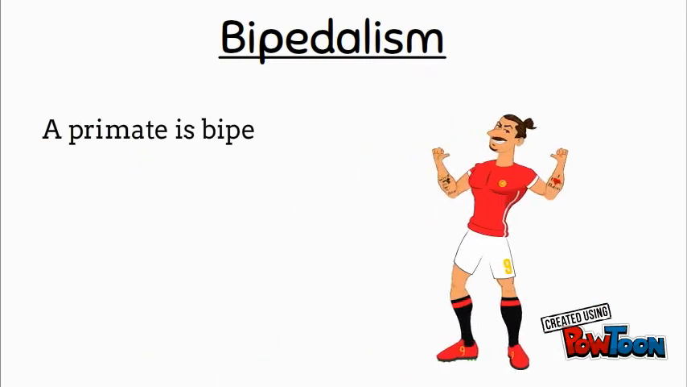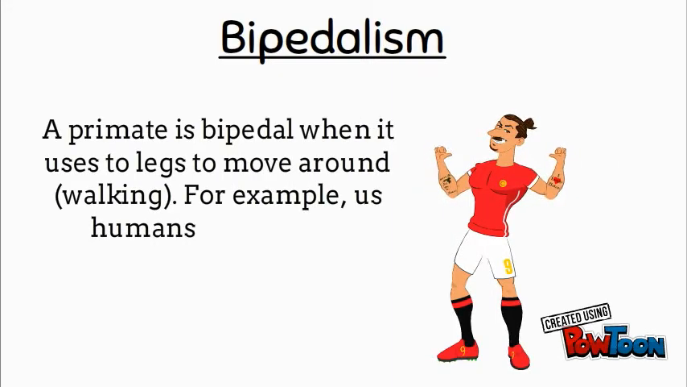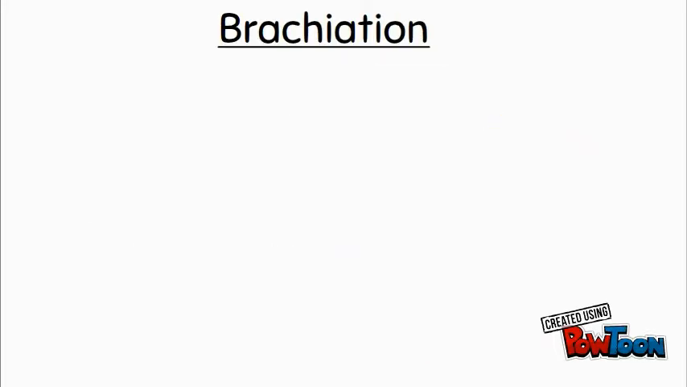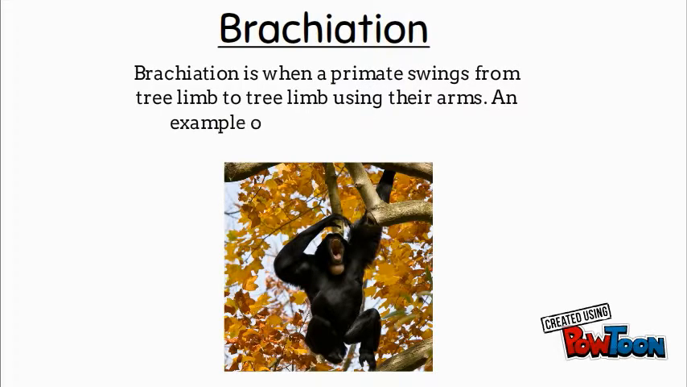A primate is bipedal when it moves around on 2 legs, for example, humans. Brachiation is when a primate swings from tree limb to tree limb using their arms. An example of a primate that uses this locomotor pattern are the Siamangs that are located in Southeast Asia.